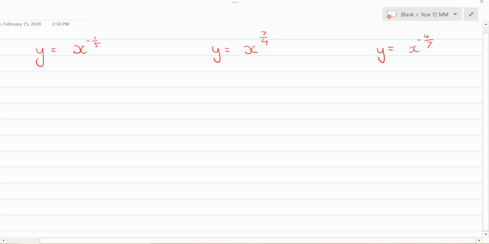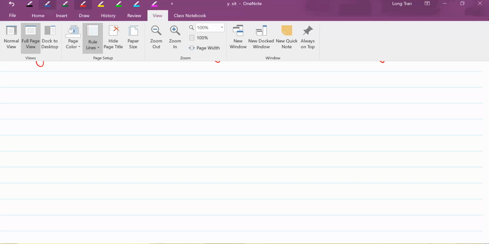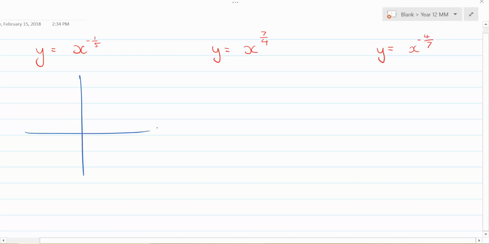All right, you 12s, quiet down. Let's have a look. If we were to do the first graph, if I were to do it, I would rearrange. I don't like negative powers, so I'll rewrite this as 1 over x to the power of 1/5.